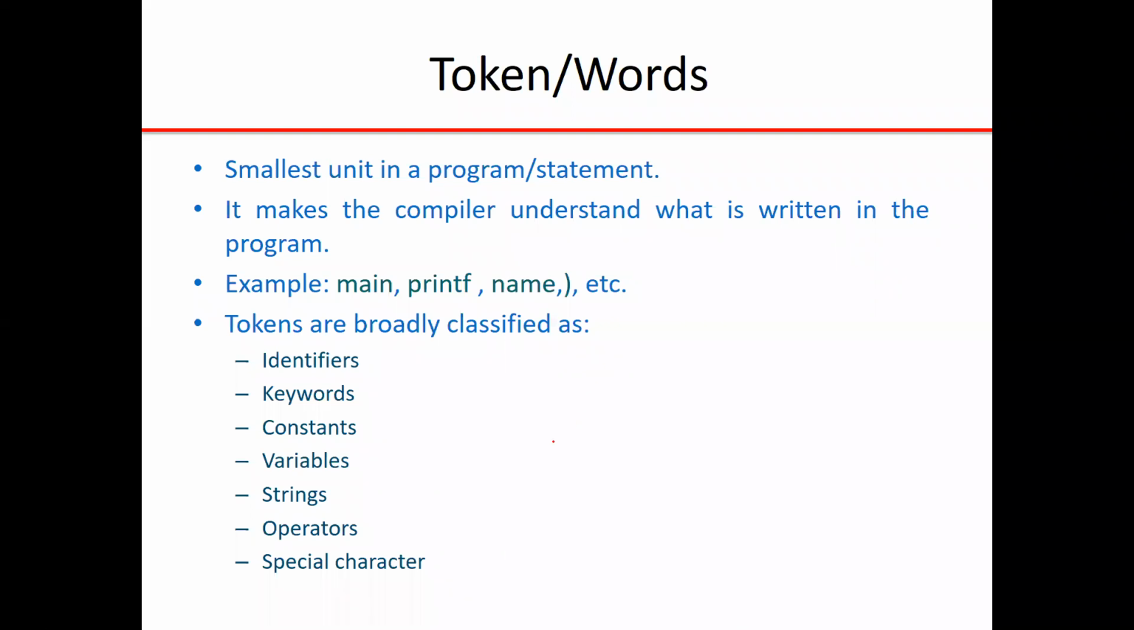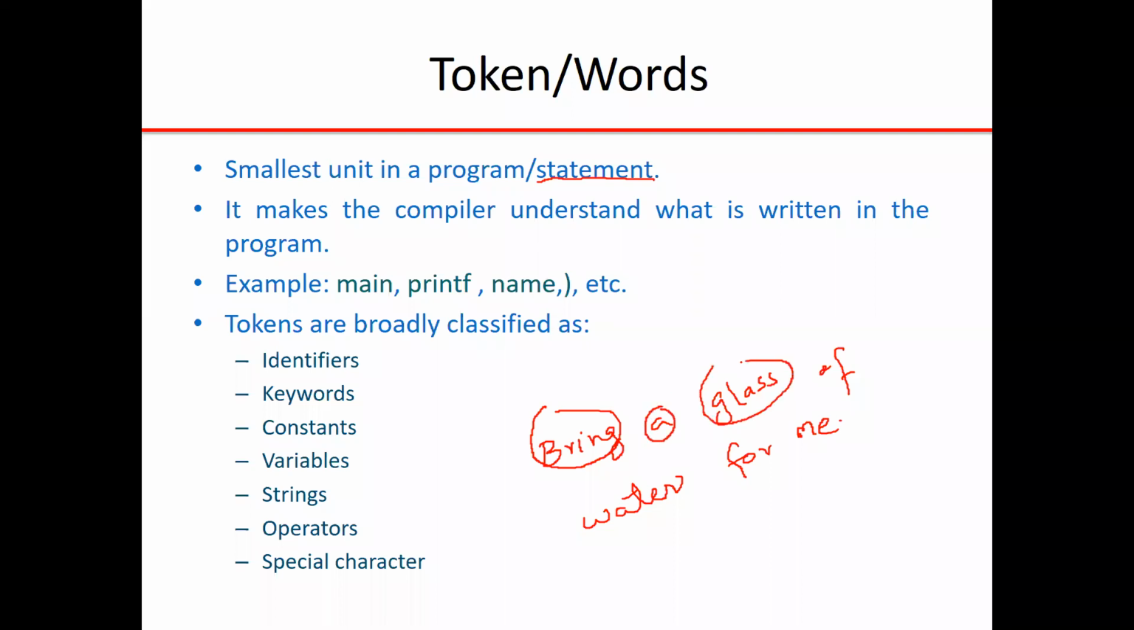Like, bring a glass of water for me. This is one complete sentence. So a complete sentence in a program is called a statement. One complete sentence is called a statement, and a statement is comprised of words. So this is one word, this is another word, and this is the third word, and so on. So the words are used to make statements.